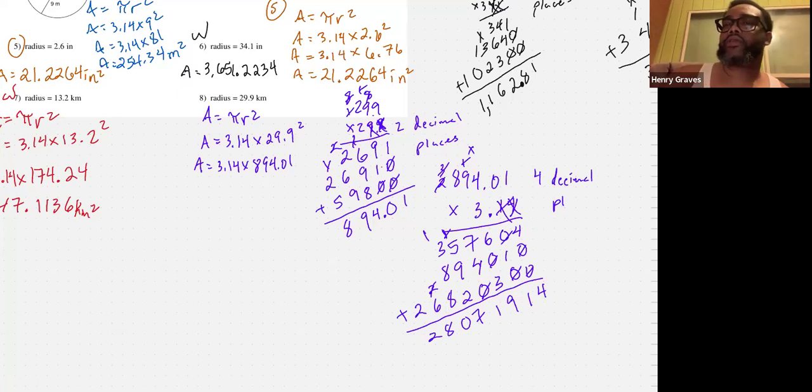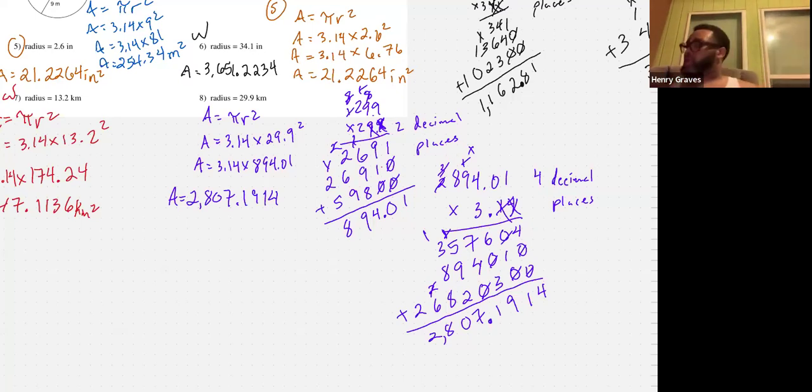So my area is going to be 2,807.1914. The year World War I happened. Funny because we're in World War II at the moment. World War III at the moment.